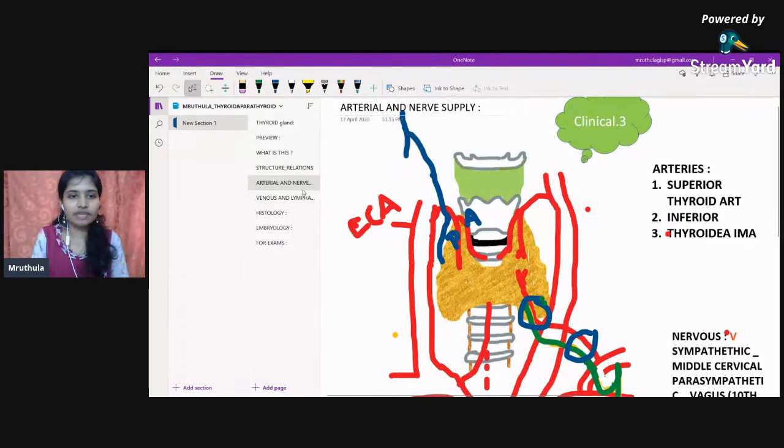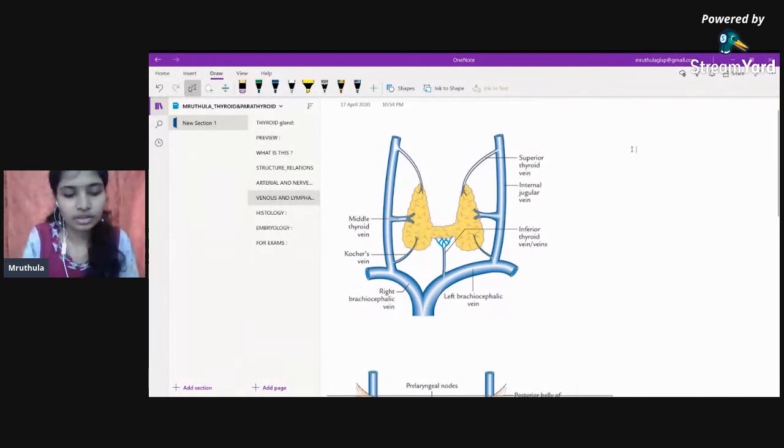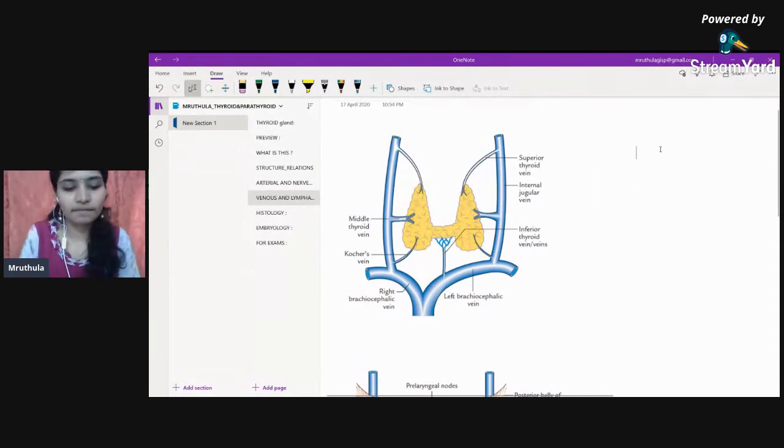Coming to the venous and the lymphatic drainage. Like how we mentioned the arteries first, I will name the veins for you. Then we will see it in the diagram. So how many veins do we have here that drain the thyroid gland? Basically there are three important veins. So it's not just superior thyroid artery and inferior thyroid artery, we also have superior thyroid, inferior thyroid, and also the middle thyroid.